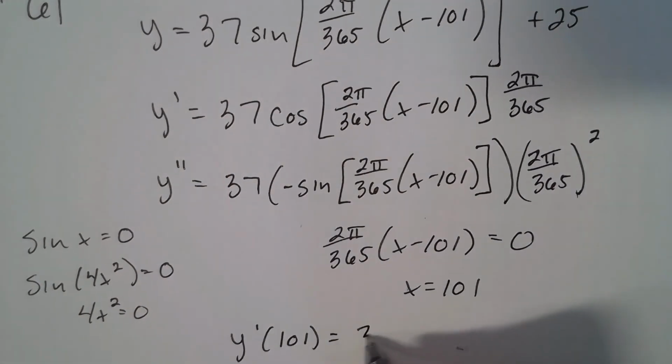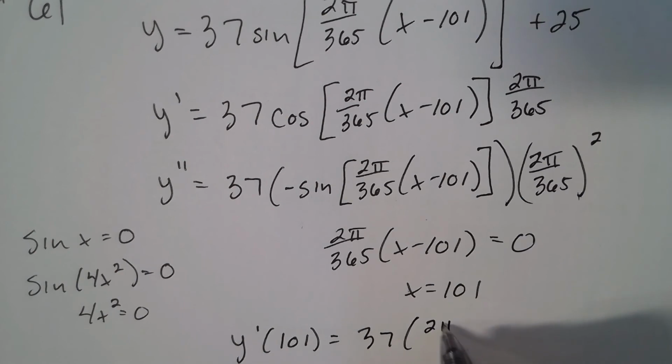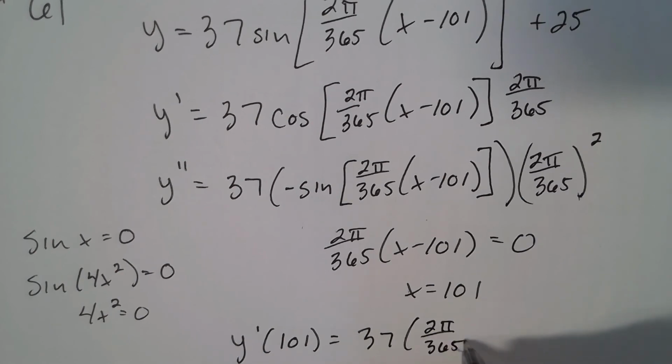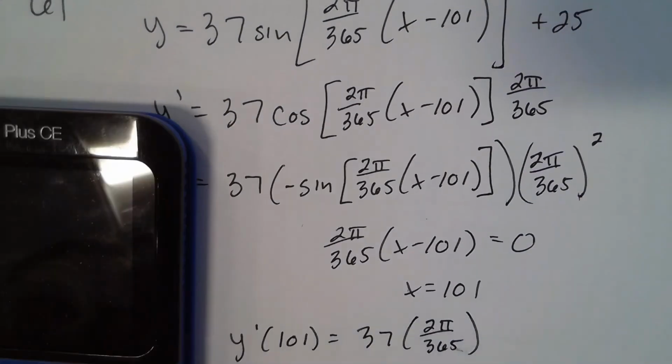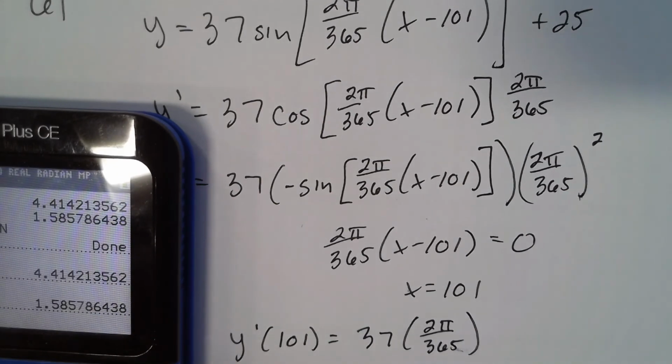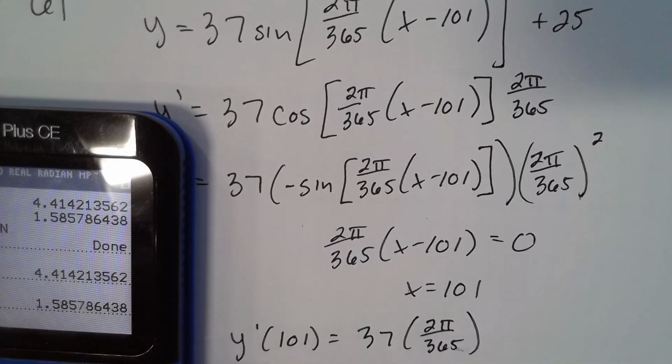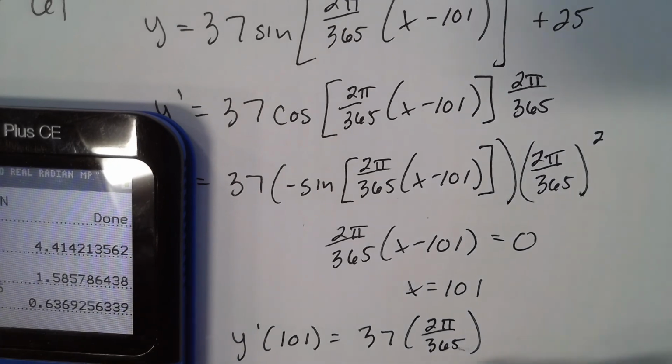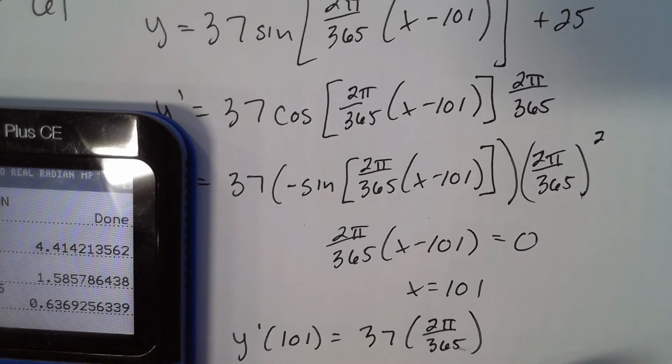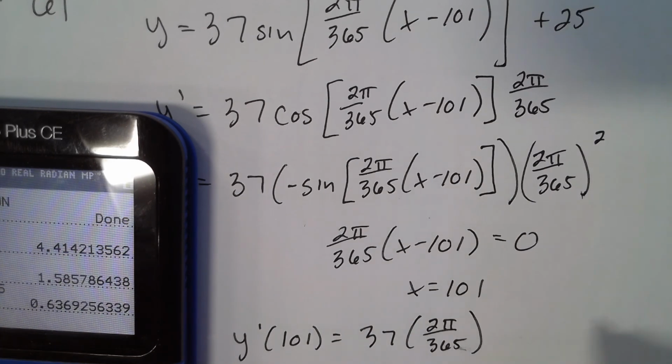So it'd be 37 times 2 pi over 365. 37 times 2 pi divided by 365 gives me 0.637. So it'd be 0.637. We're in degrees per day then.